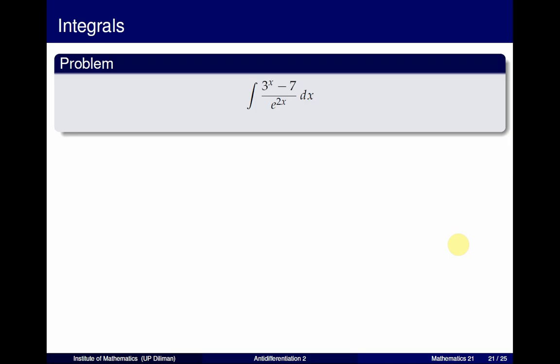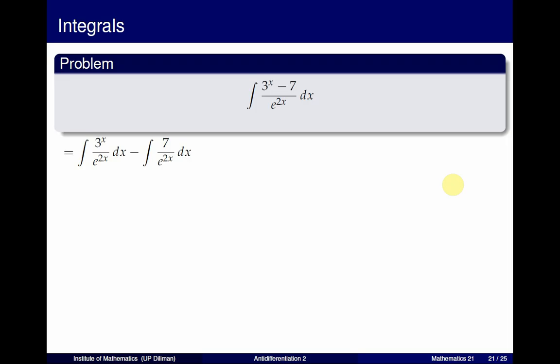This problem is a lot similar to the previous problem, problem number 8, in the sense that we can just separate the fraction again. And let's do that. So we have 3 raised to x over e raised to 2x as one integrand, and the other integrand is 7 over e raised to 2x dx. What do we do now?